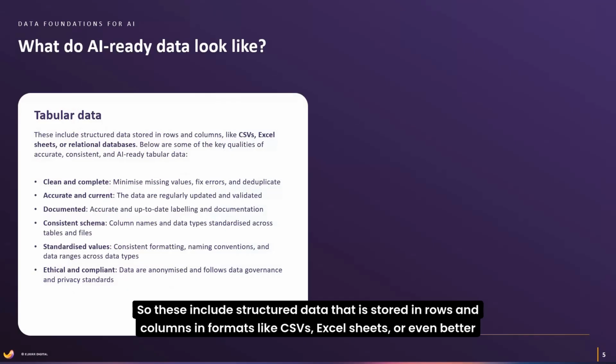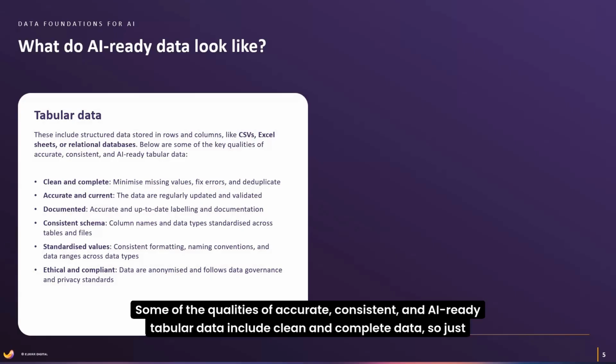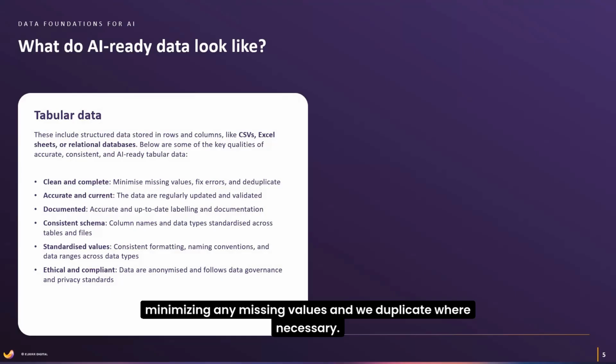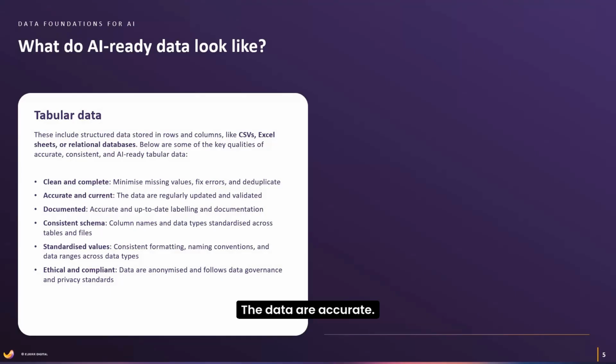Another example that we'll be looking at is tabular data. So this includes structured data that is stored in rows and columns in formats like CSVs, Excel sheets, or even better, relational databases. Some of the qualities of accurate, consistent, and AI-ready tabular data include clean and complete data, so minimizing any missing values and deduplicating where necessary. The data is accurate, current, and up to date, so regularly validated as well.